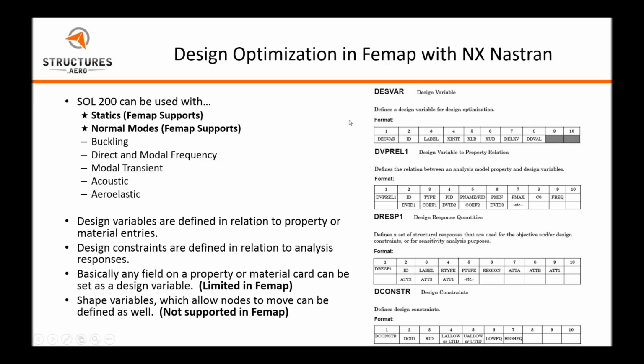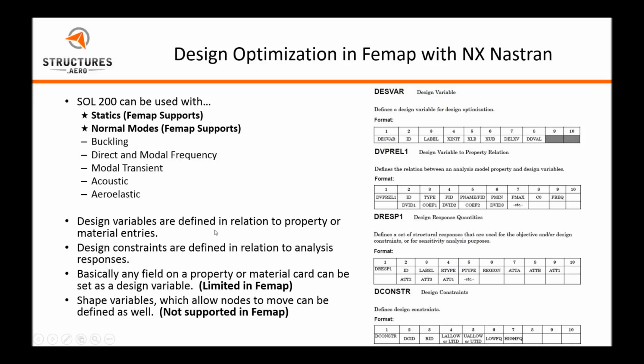To give you an idea of how the model is set up in Nastran, it's basically through your property cards. Let me first say that Solution 200 can be used with static analysis, normal modes, buckling, direct modal frequency, modal transient, acoustic, aeroelastic, all of these. But Femap only supports statics and normal modes at this time, so we'll focus there. I'm actually going to show you how to edit the run decks to add buckling, and then basically what the Nastran cards look like, and what options you have.